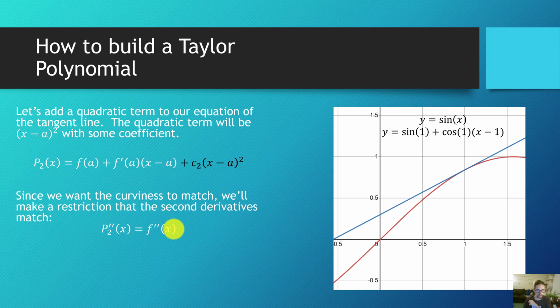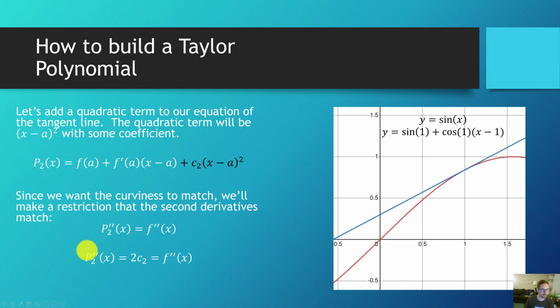Well, we can take the second derivative of this polynomial and note that here we have a constant term. That will go to 0 right away. Here we have a linear term, and 2 derivatives of a linear term will also go to 0. So really the only one we need to think about is this last term. So if we take the second derivative of this last term, we'll do power rule, bring down the 2, and then we'll just have the coefficient 2c2.